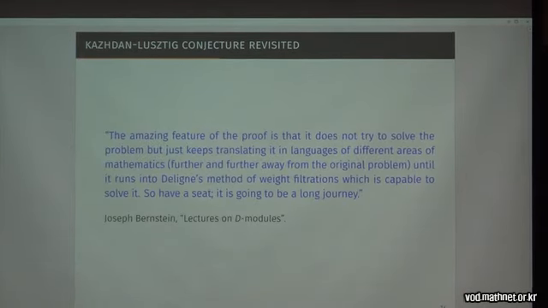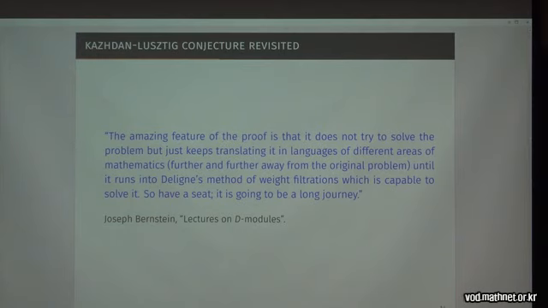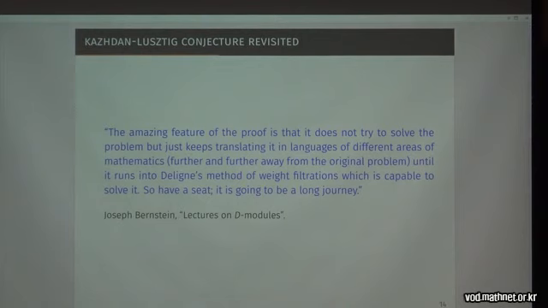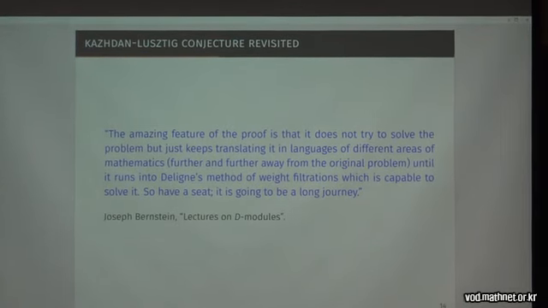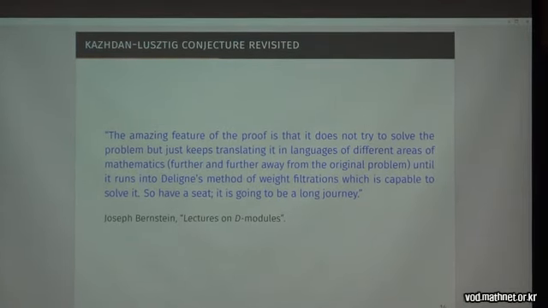So there's this beautiful quote from Bernstein. He has these lectures on D modules that have never been published, but they're available. He says, "The amazing feature of the proof is that it does not try to solve the problem, but just keeps translating it in languages of different areas of mathematics, further and further away from the original problem, until it runs into Deligne's method of weight filtrations, which is capable of solving it. So have a seat. It's going to be a long journey."